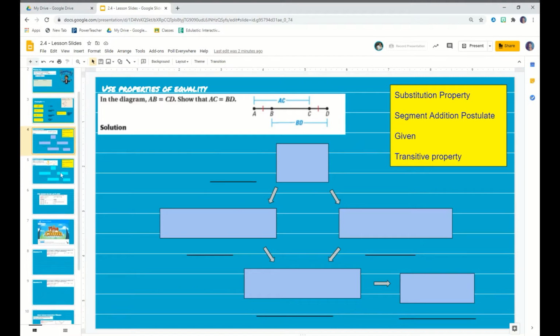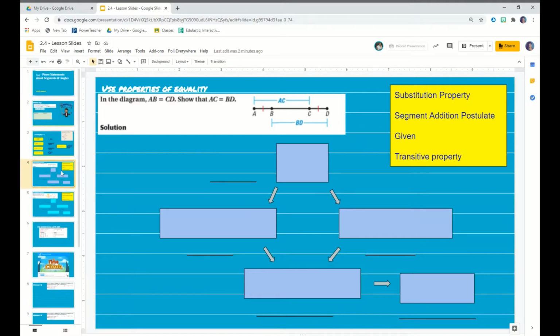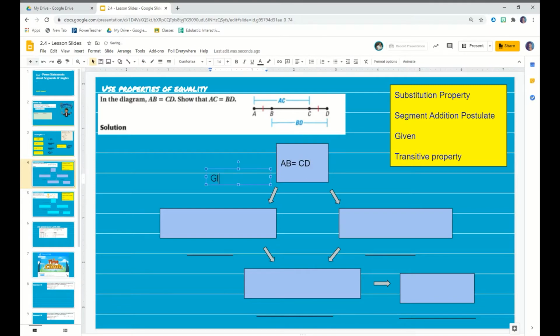Okay. I'm not going to rearrange this into the T-chart, but you can. Your statements are in purple. You have to number them. You start with the given, and then it doesn't matter which statement you put next, the segment addition postulates, and then you would substitute, and then the transitive property is last. So if you were to organize this in a T-chart, you just need to number your statements and reasons. Okay? All right. Last example here.